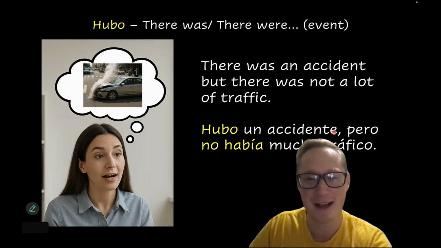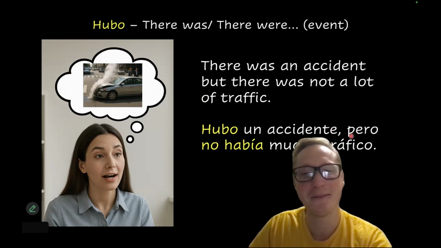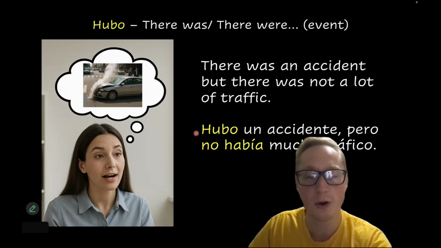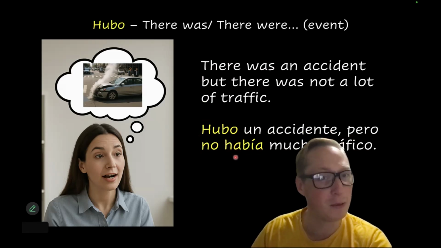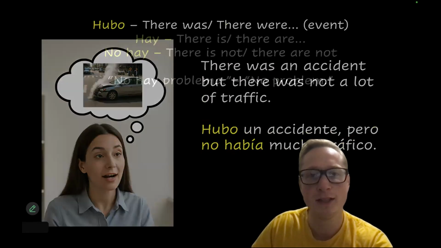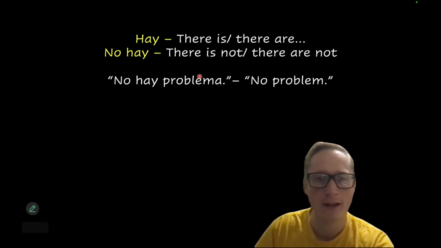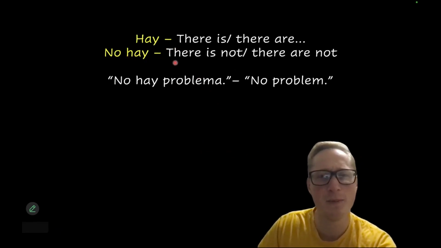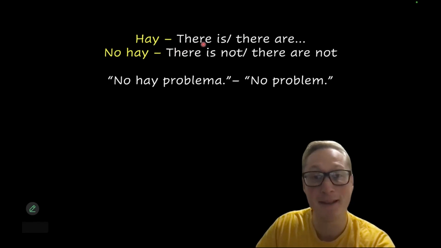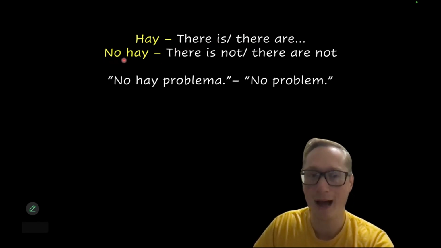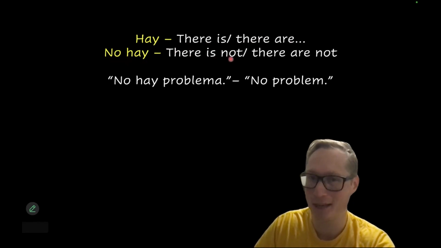I don't care if you got accidente correct. I don't care if you got pero correct. I just want to know that you understand hubo for an event and había for something that we observed that was not an event. Let's move on here just a little bit because that no había gives us a segue into making this negative. There is, there are. If we say no hay, that means there is not or there are not.